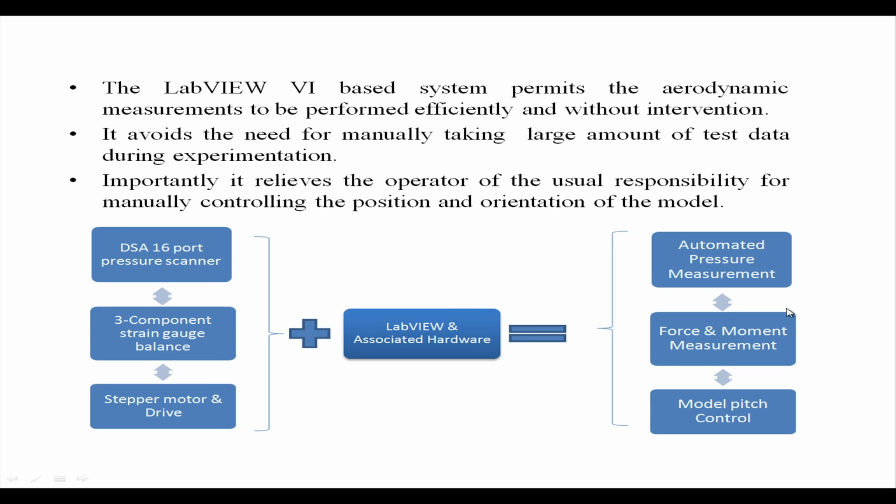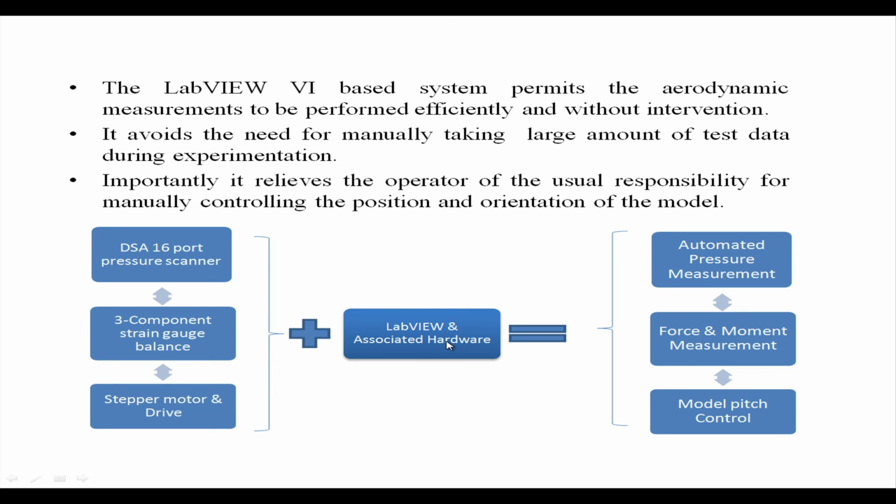So, what is the VI going to do for us here? So, the VI is going to do simple things. You have a pressure scanner here, you have a strain gauge balance, you have a stepper motor and drive. That is because you need the model orientation to be changed from time to time, and then you want the VI to integrate all that along with the LabVIEW hardware.